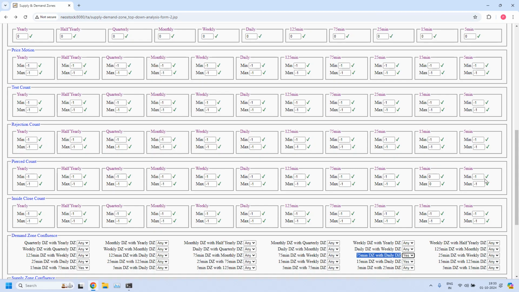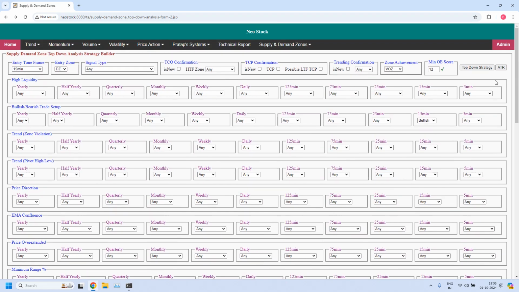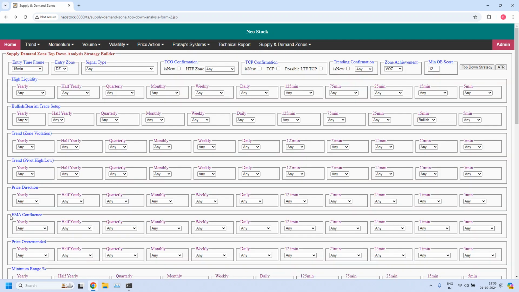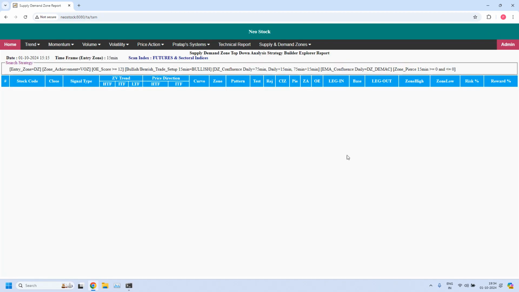With all the 3 we can achieve LTF, ITF and HTF demand zone confluence. We got only one stock. That means 15-minute zone is part of 75. Both 15 and 75 together again part of the daily zone. And the daily trend is uptrend. If it is having daily EMA confluence, it is even more high probability setup. Let's verify if this is having any daily EMA confluence. So daily demand zone with daily EMA confluence. No, we don't have any EMA confluence.